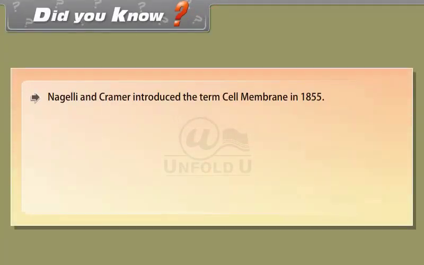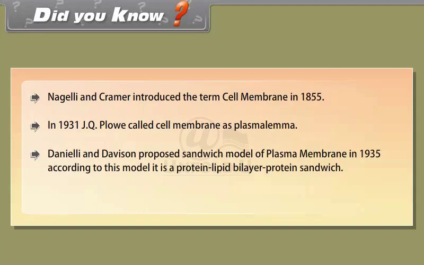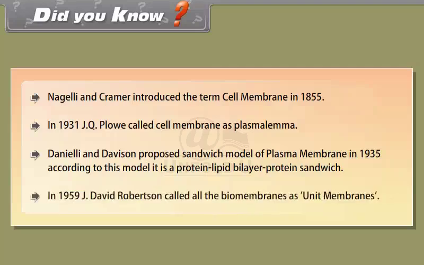Did you know? Nageli and Kramer introduced the term cell membrane in 1855. In 1931, J.Q. Plowe called cell membrane as plasma lemma. Danielli and Davson proposed sandwich model of plasma membrane in 1935. According to this model, it is a protein-lipid bilayer-protein sandwich. In 1959, J. David Robertson called all the biomembranes as unit membranes.